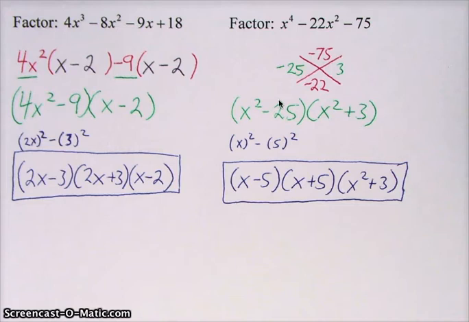Then sometimes, so this is done factoring that method, then you've got to look at each piece and see if each piece could be factored. In this situation, here is a difference of squares. This is x squared, this is 5 squared. So it's x minus 5, x plus 5, and then this piece, x squared plus 3.